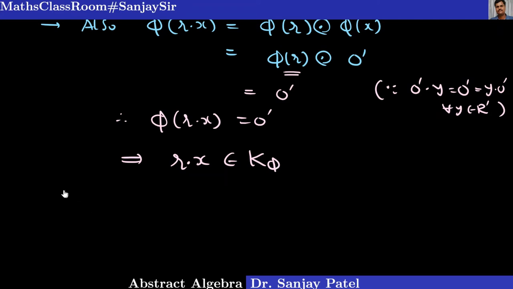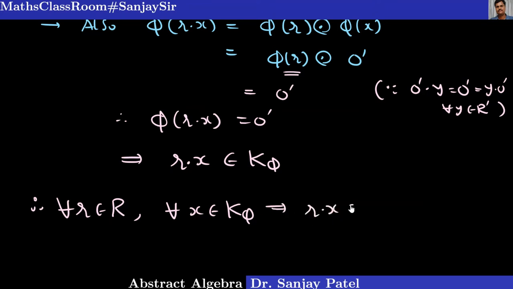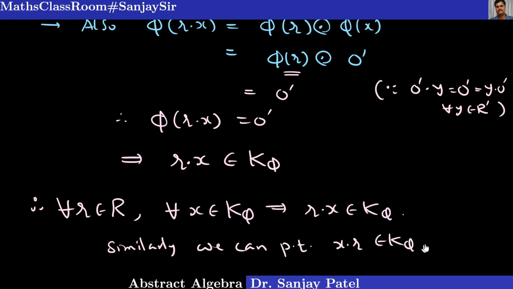Okay. So what have we proved? Thus, for every R belongs to capital R, and for every x belonging to the given set K phi, which is the kernel, it implies R into x belongs to K phi. And similarly, we can prove that x into R also belongs to K phi. So this is our result number 3.